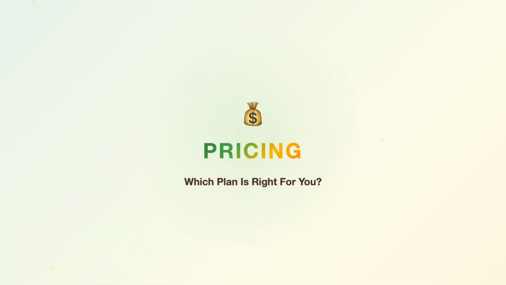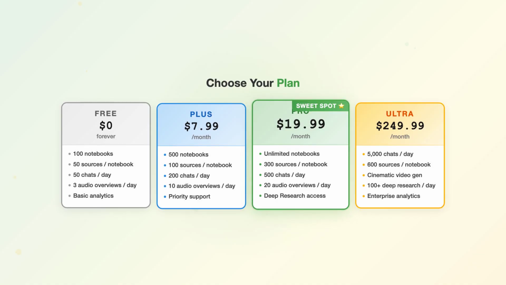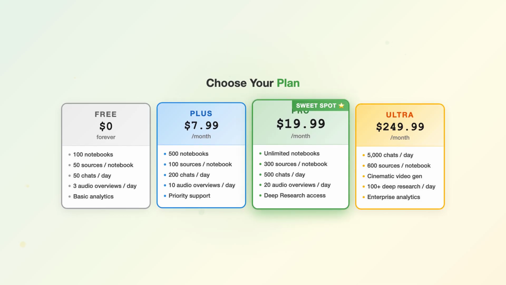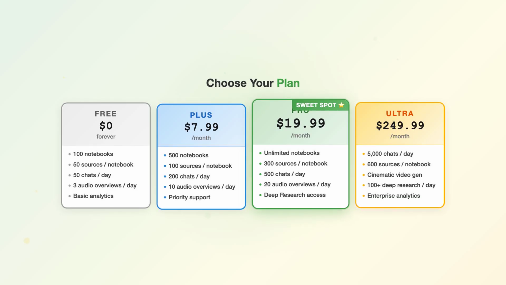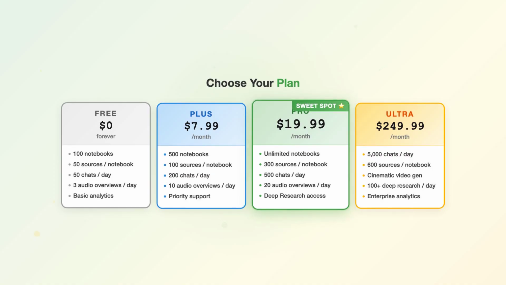NotebookLM has 4 tiers: free, 100 notebooks, 50 sources each, 50 chats per day, 3 audio overviews, and 10 deep research queries per month. More than enough to try it. Google AI Plus, 7.99 per month, doubles everything with 100 sources per notebook. Google AI Pro, 19.99 per month, the sweet spot. 500 daily chats, 300 sources, 20 audio overviews per day.